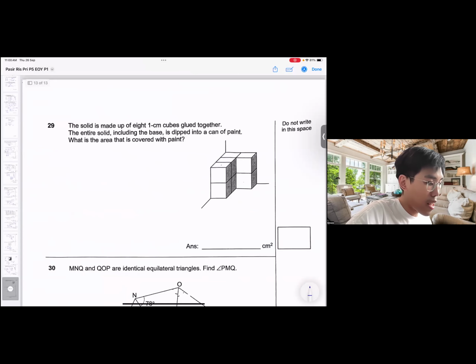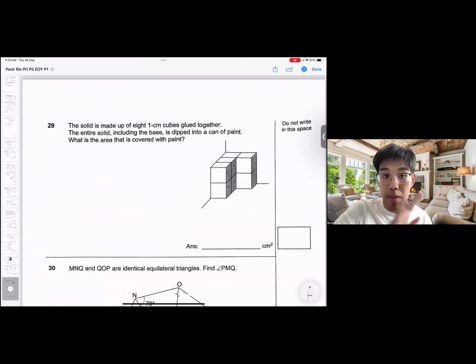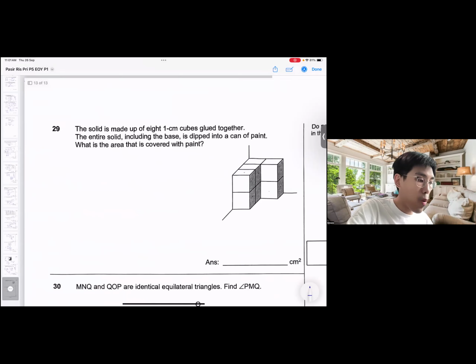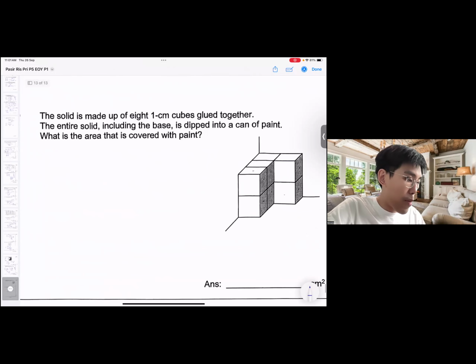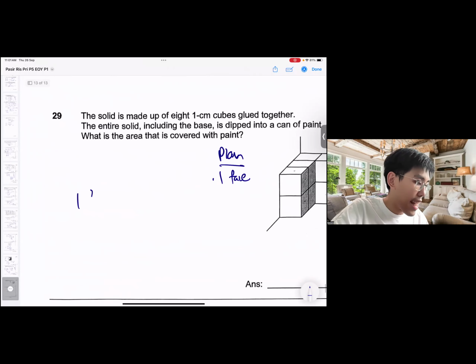Question 29. The solid is made out of 8 1 cm cubes glued together. It's dipped in a can of paint. What is the area that is covered in paint? So this one we are looking at the surface area. That means how many faces are being contacted with the paint. We must have a plan first. We must know what is one face. One face means one side, and one side is 1 cm times 1 cm, which is 1 cm square.